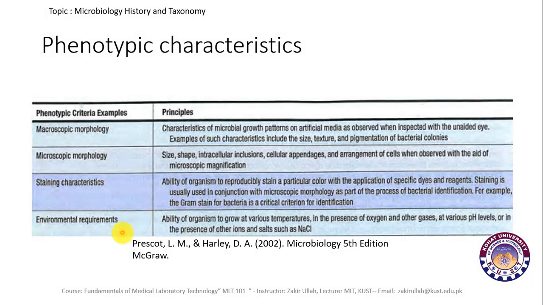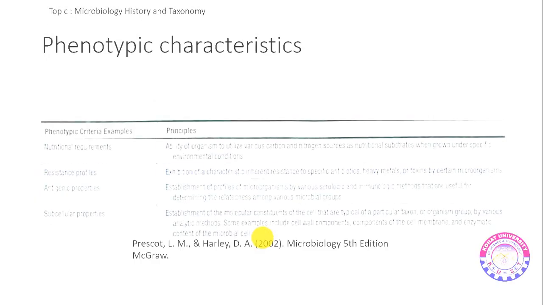The different environmental requirements are part of the phenotypic characteristics. This is the ability of organisms to grow at various temperatures, in the presence of oxygen or other gases, at various pH levels, or in the presence of different types of ions, different salts, vitamins, or special nutrients. All these have a role in the phenotypic characteristics.